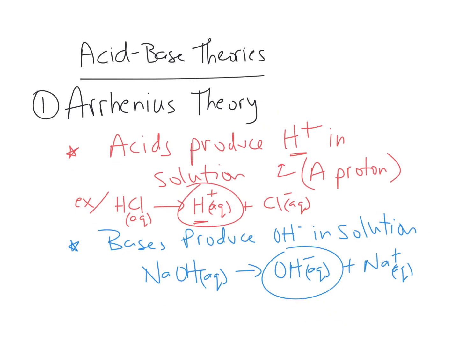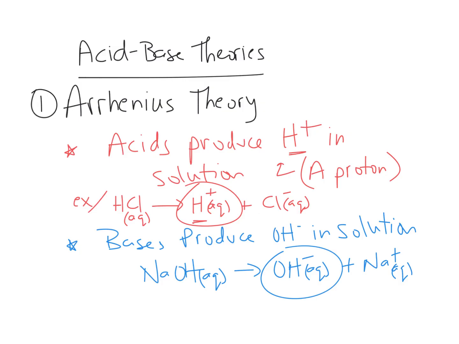Okay, so what are the limitations of this theory? Well, you may notice we're talking about in solution, so it's limited to aqueous solutions. Then you might ask the question, can acids and bases only exist in aqueous solutions? No, they can exist outside of aqueous solutions. So that's where Arrhenius theory falls apart.